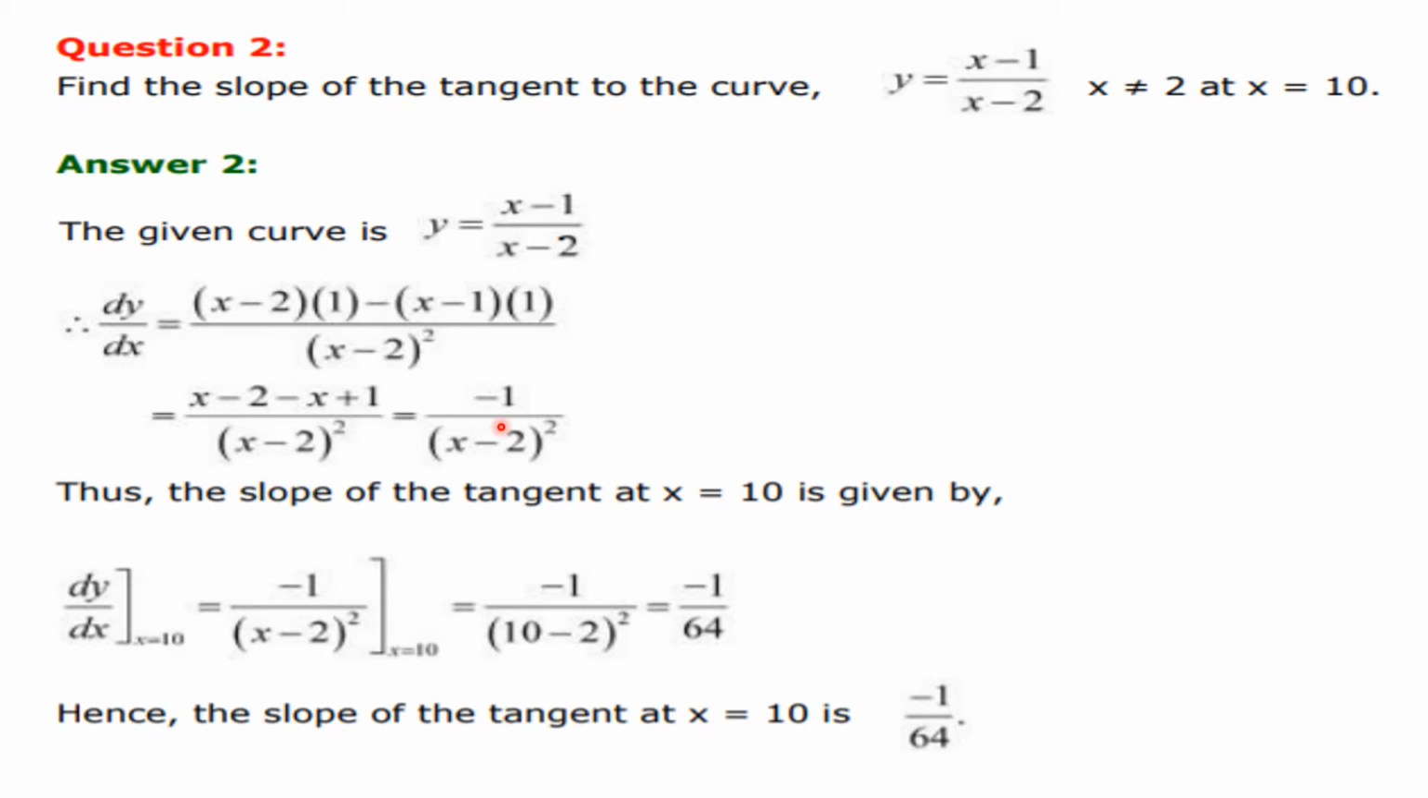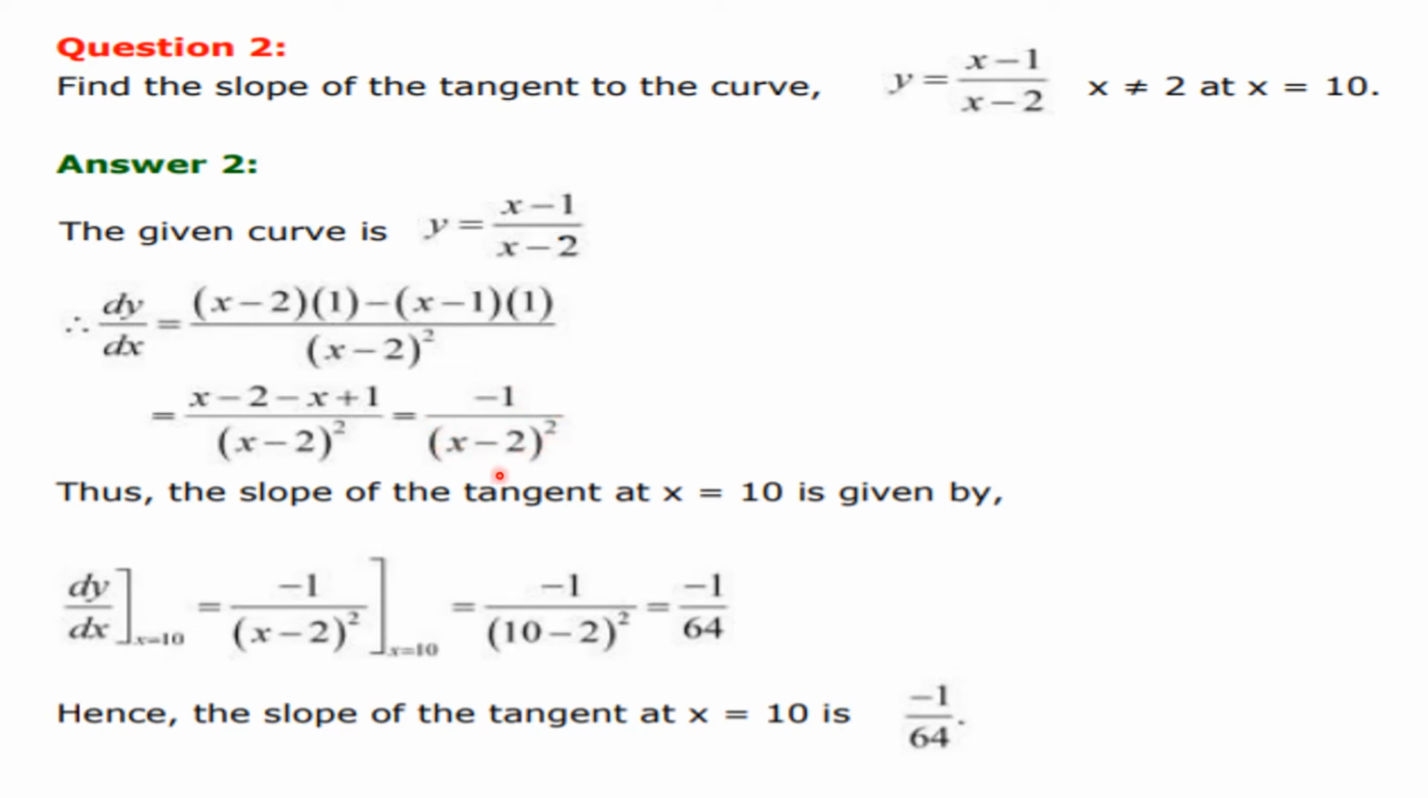Understood, my children? Right. Then what should we find? What should be found? The slope of the tangent. Thus, the slope of the tangent at x is equal to 10 is given by, how do you write this sentence in the form of notation? dy by dx at x is equal to 10. The entire sentence can be denoted by this notation. Okay, my children, remember these notations also. Is equal to, what is the value of dy by dx? Minus 1 by x minus 2 whole square.